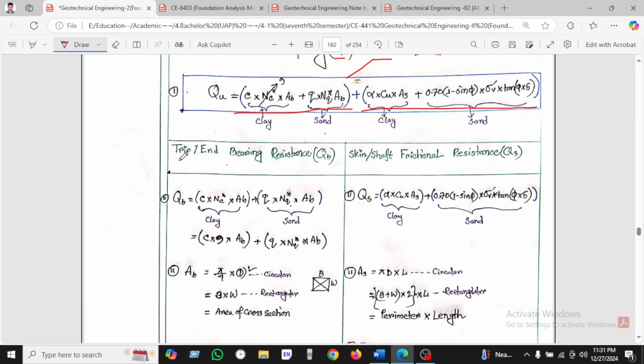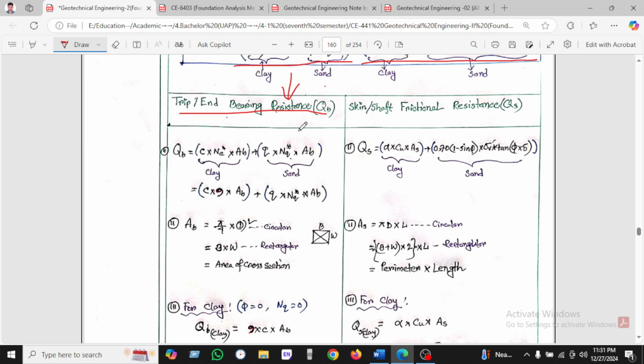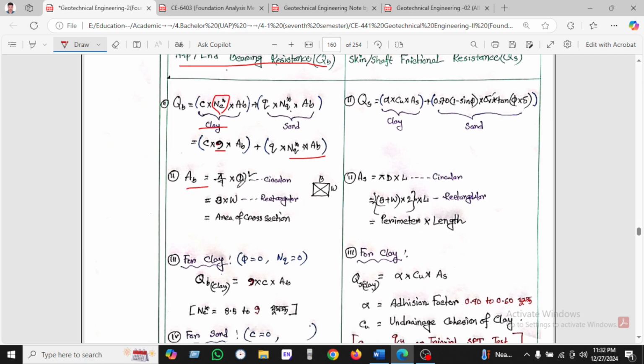So let's see the end bearing, which is Qb. I'm writing the details here: Qb equals Nc Cu Ab plus Q Nq star Ab. This is for clay. So Nc we take as 9. This is always 9. What is Ab? Ab is the area of the pile. If the pile is circular, then pi d squared over 4. As usually the pile is circular, that's why we will use this formula.